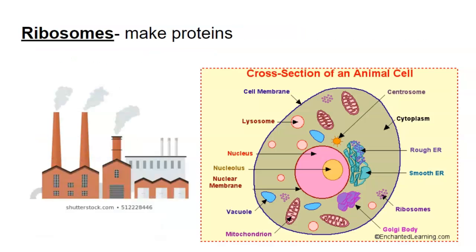Next up, we have the ribosomes. Ribosomes are these little polka dot guys, and the ribosomes are actually going to make the proteins. Remember we said the job of the cell is to make proteins. Well, in order to make proteins, we have to have a part of the cell that's actually going to make the proteins. Those are the ribosomes, the little polka dots.